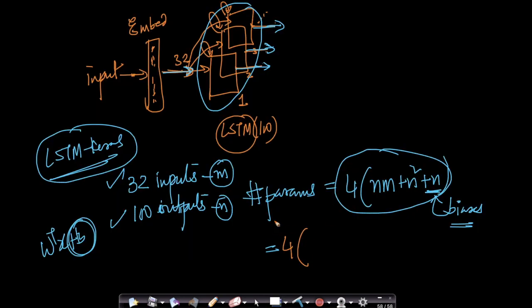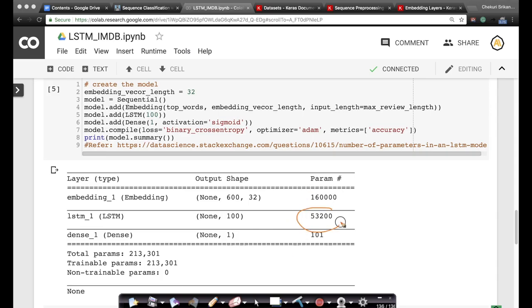Okay, so let's insert it. So N into M is 3200 plus N square, which is 10,000, right? Plus N is 100. So when I multiply all of this, I get my 53,200 here. And that's what you see here. So understanding the number of parameters is very, very important.